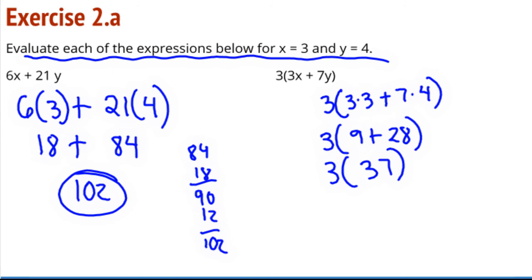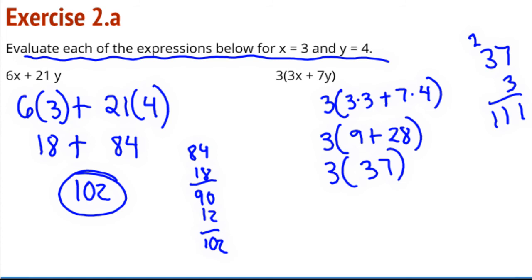My brain is screaming at me that I think I did something wrong, but we'll see. 9 plus 28, 37. Yeah, I can't shake that feeling that I've done something wrong here. 6 times 3 is 18. 21 times 4 is 84. All right, 37 times 3, 9 plus 2, gives me 111. And I'm going to have to apologize here because my brain is really screaming at me that something is not right here.